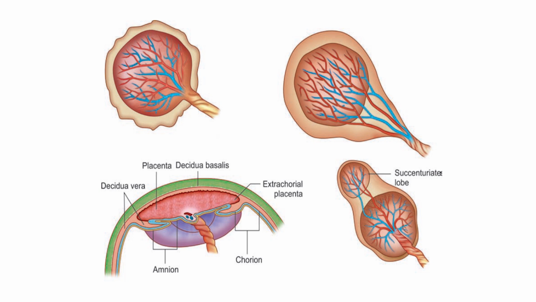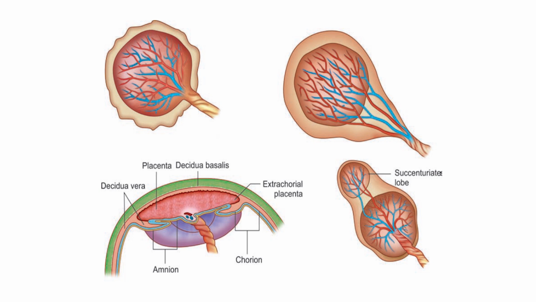This here is what I've just finished describing. Velamentous insertion of the cord. This is the cord inserting on the membrane. This is the membrane, and these are the vessels running on the membrane. So if there's a rupture of the membrane, these vessels will also rupture with the membrane, and because the bleeding is essentially fetal, it can lead to fetal exsanguination and death.